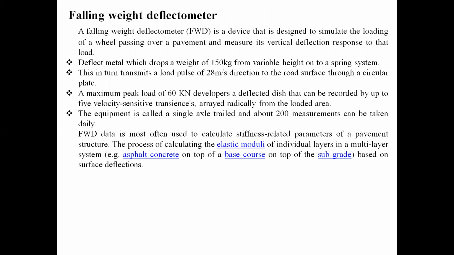Moving on to the next one, the falling weight deflectometer test. A falling weight deflectometer, known as FWD, is a device designed to simulate the loading of a wheel passing over a pavement and measure its vertical deflection response to that load. The deflectometer is used by civil engineers to evaluate the physical properties of the pavement. FWD data is primarily used to estimate pavement structural capacity for overlay design and to determine if a pavement is being overloaded.